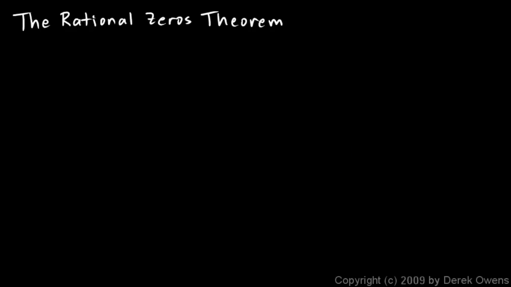Okay, now we're going to talk about the rational zeros theorem. And what I'm going to do is explain to you what the theorem says, and I'll do that by working through a simple example. And then I'll come back and explain to you why the theorem works. And then we will work through a few more examples and I'll point out some important concepts and ideas along the way as we work through those.